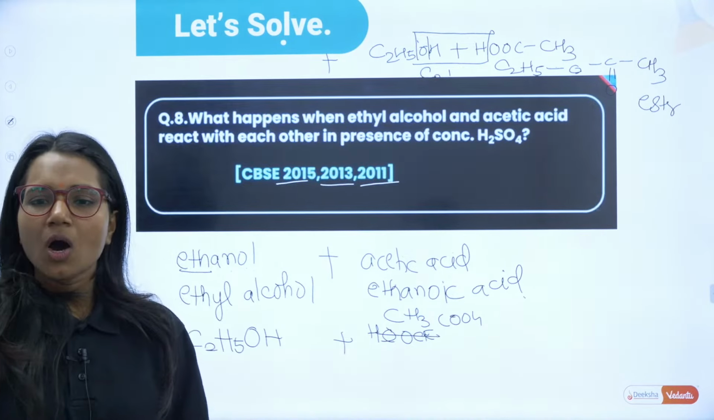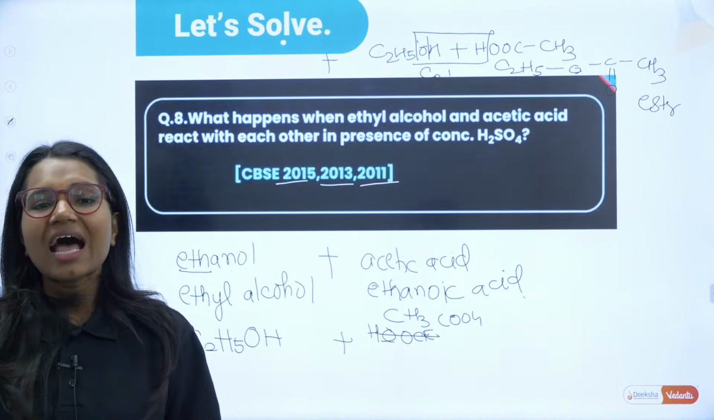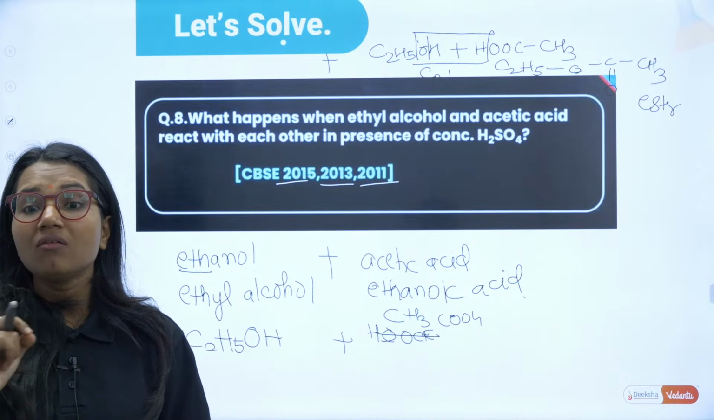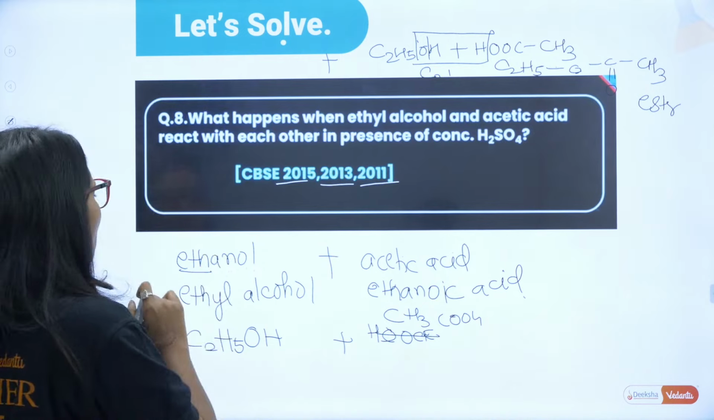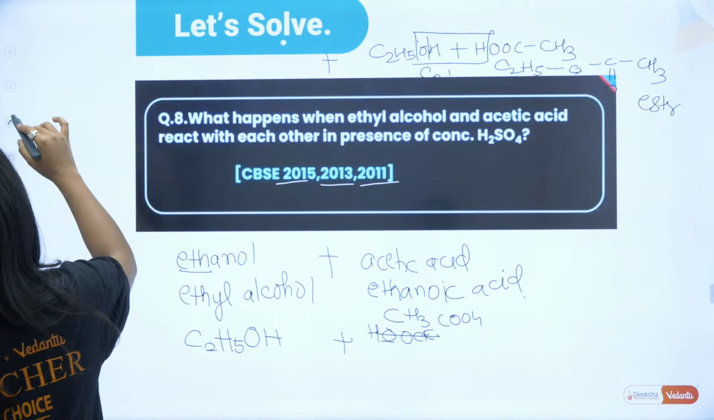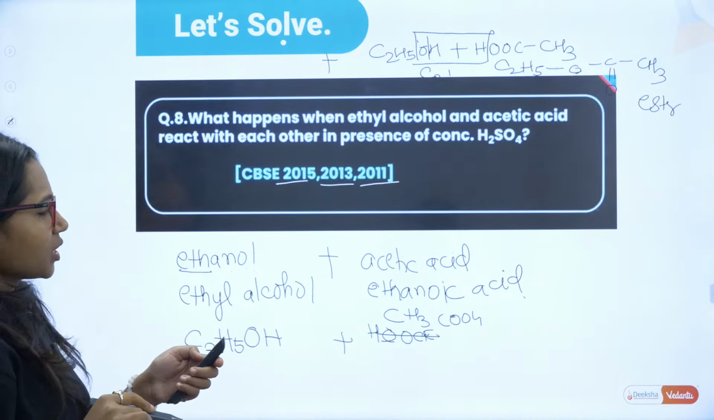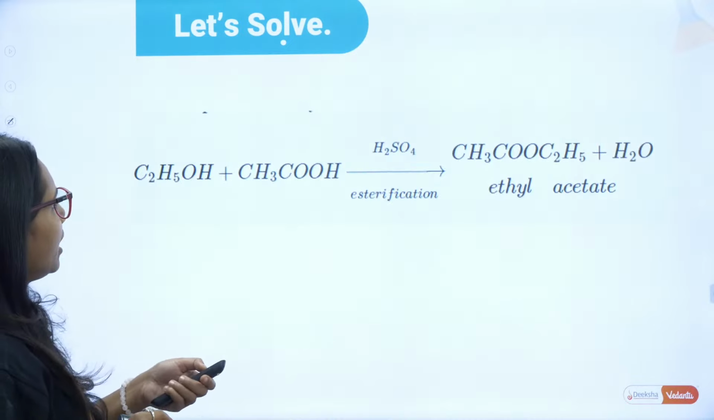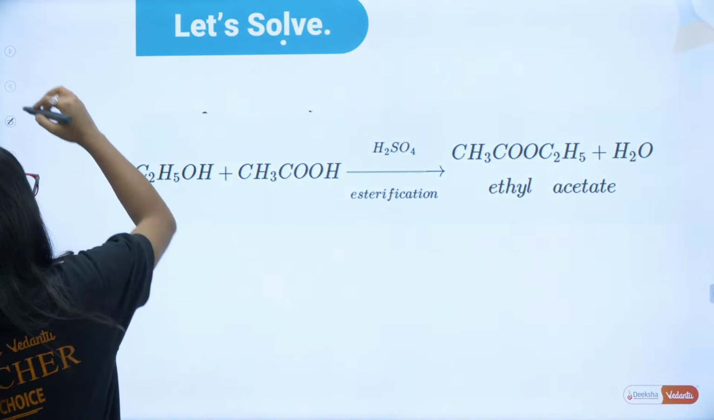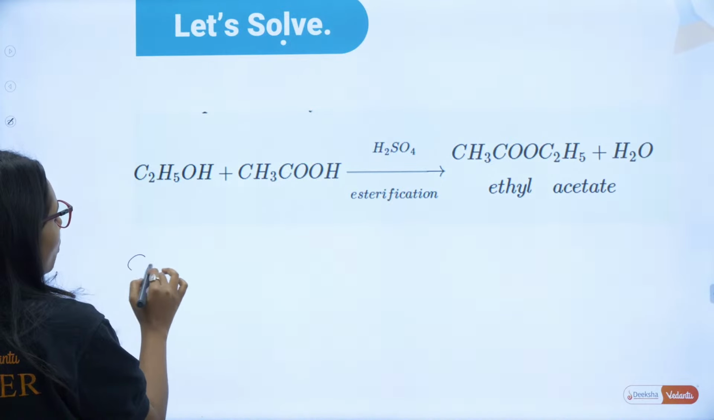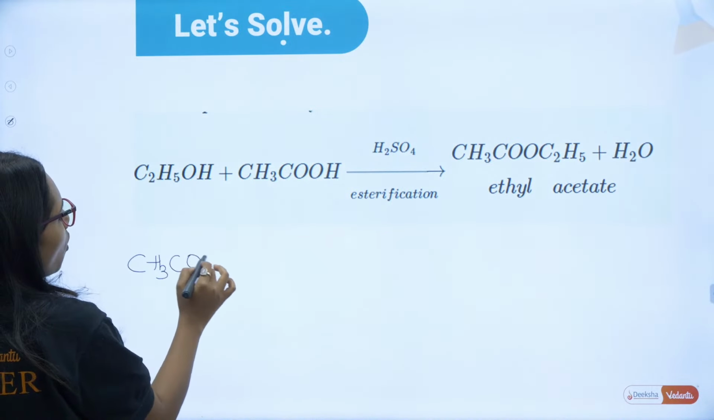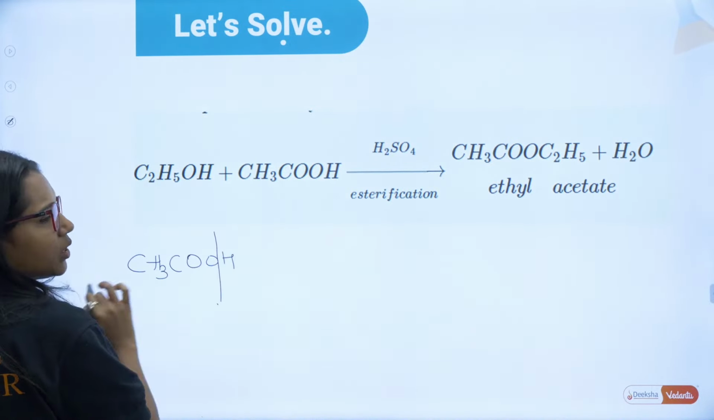Acid plus alcohol, very good. Acid plus alcohol, always remember, gives you ester. Correct? So how are you going to form the ester? Let me just tell you. See here, it is a very, very easy question. Let me give you another example. CH3COOH, from here H will go.